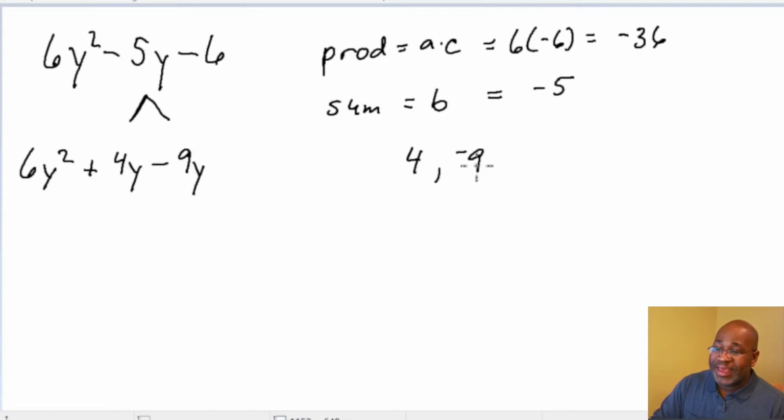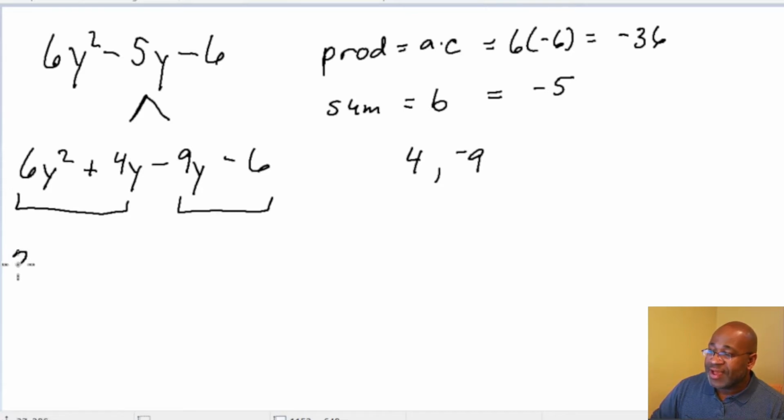And oh, by the way, it doesn't matter what order we use with those two numbers. We could have put the negative 9y first and then the 4y. It'll still work out. So then, once again, pair off the terms. First two terms have a common factor of 2y. We factor that out. That'll give us 3y plus 2.